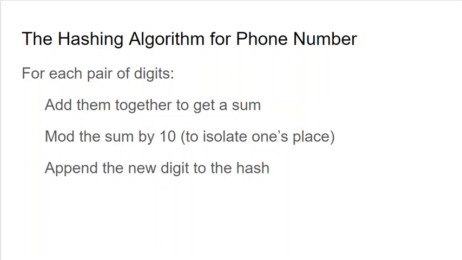To do that, we will add our two digits together and then mod them by 10. Mod is the percent sign. That means divide and take the remainder, like we learned how to do division in second grade. 3 goes into 5 once, remainder 2. The mod is the remainder. And then that new digit gets appended to our hash. So our hash starts out blank. Then we look at our phone number digits in pairs, add them together, mod them by 10, and then take that digit and stick it onto the hash.